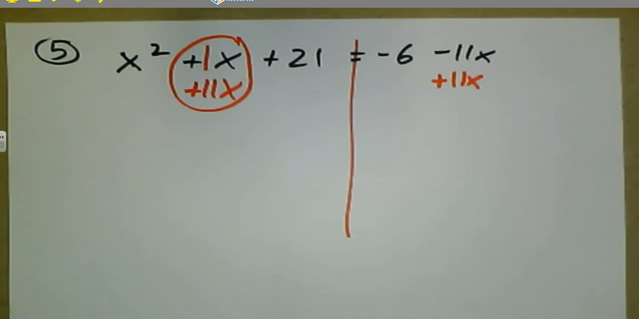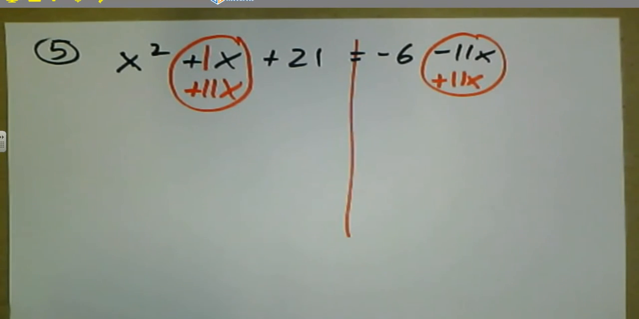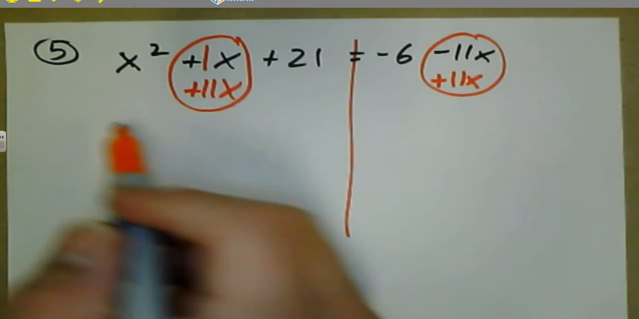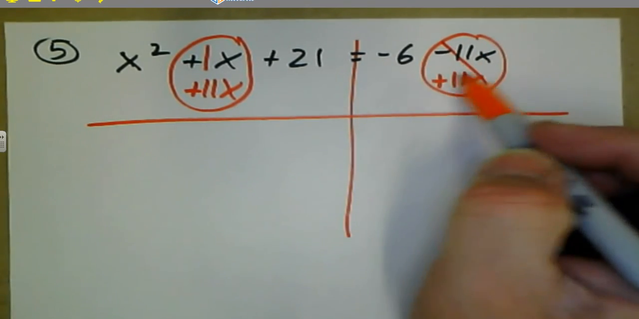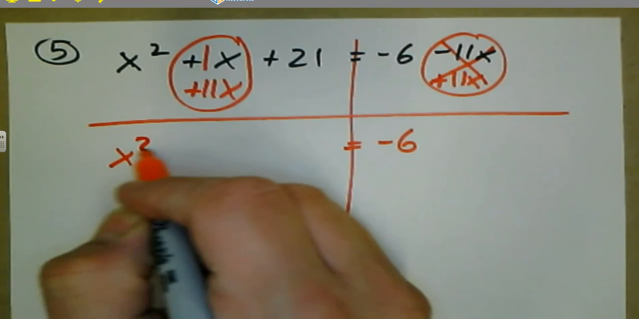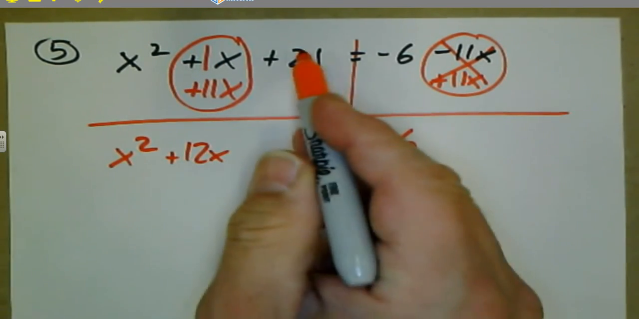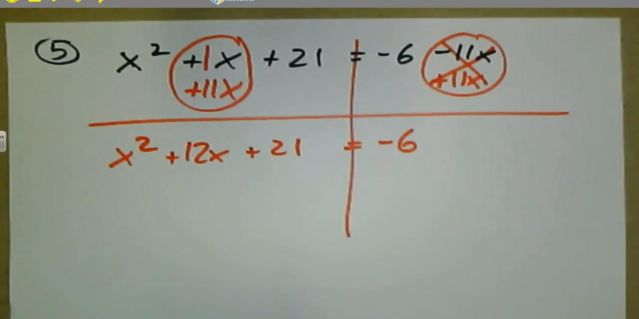And I like doing one term at a time. I know some of you guys are going to go, well, I'm going to put plus 6 here. You're going to get confused. So my 11s are gone. I'm left with negative 6, the x squared. 1 plus 11 is 12x plus 21.